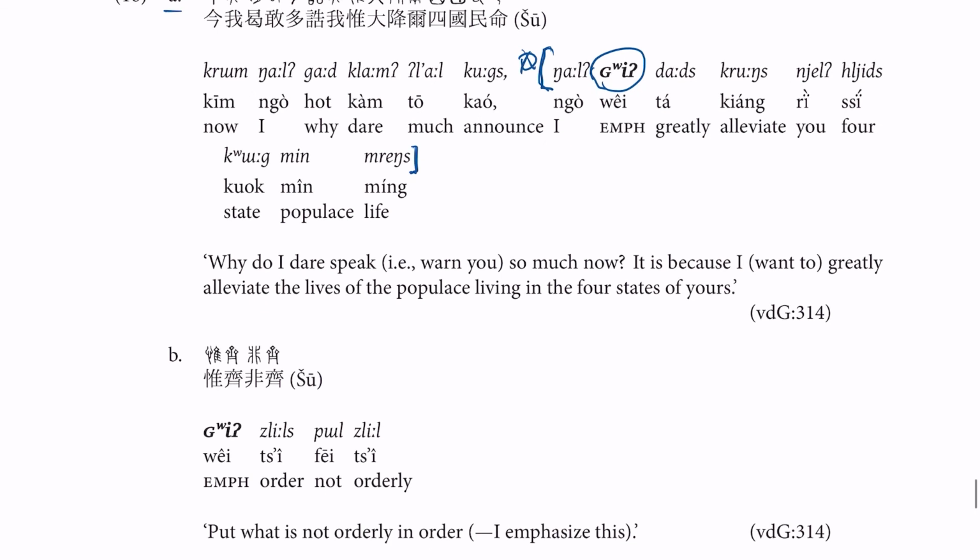And in the B sentence, we have "sleeves put sleeve". It says put what is not orderly in order. I emphasize this. So what is emphasized in this case is the verbal action, sleeves, to put something in order. And why is that emphasized? Well, probably because there are things that are not orderly. So there's a contrast between something that is negative, not, and some positive action that is being promoted by the speaker, hence the emphasis.